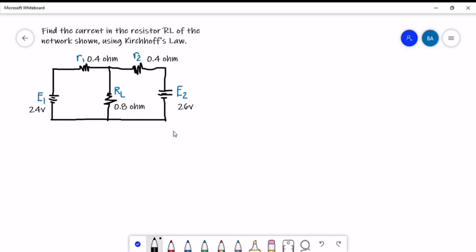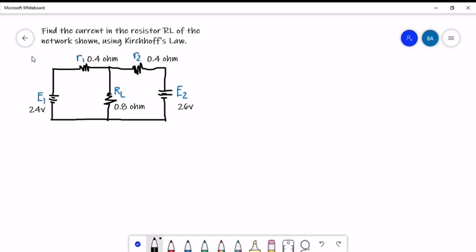In this example, we have a circuit, and we're going to find the current in the resistor RL, the current that flows here. This is our network, or our circuit. We're going to use Kirchhoff's laws, the KVL and the KCL.